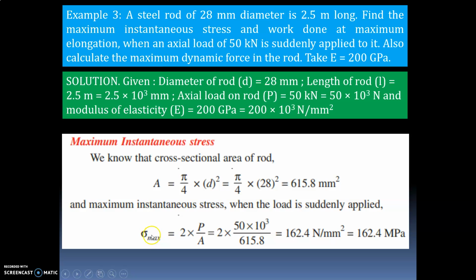So now you can calculate the maximum instantaneous stress when the load is suddenly applied. That is equal to 2 into P divided by A. So 2 into P, that is 50 into 10 raised to 3, divided by A, 615.8. So you get 162.4 Newton per millimeter square or 162.4 MPa. So now we have calculated the maximum instantaneous stress. Let us calculate the work done and the maximum dynamic force.